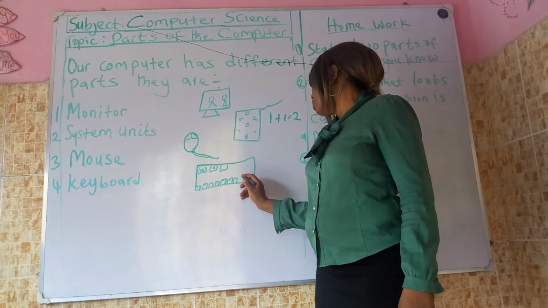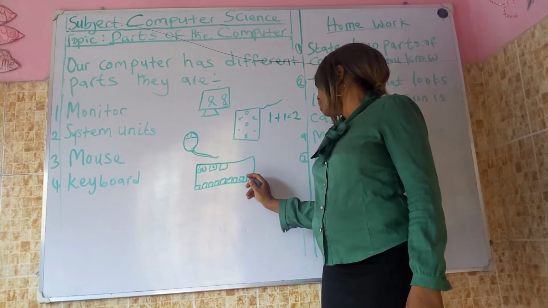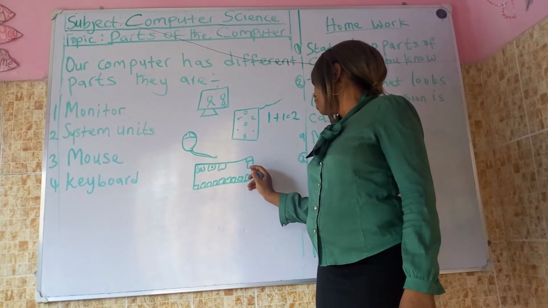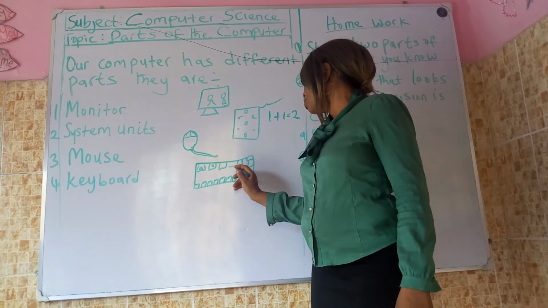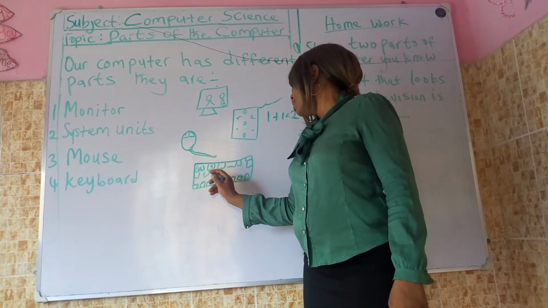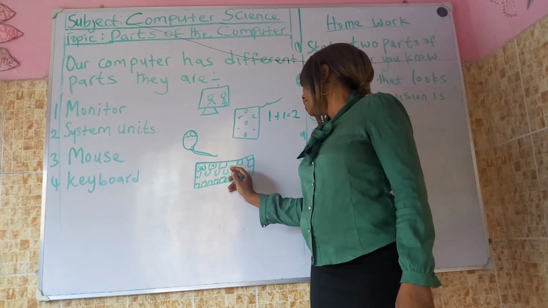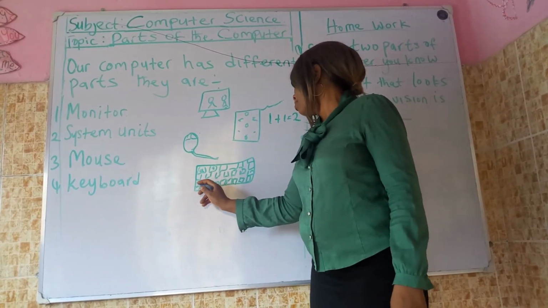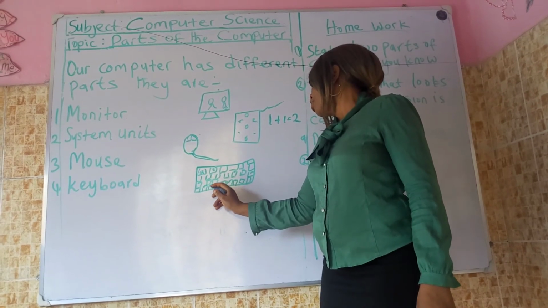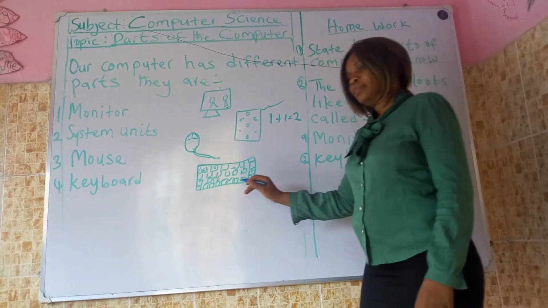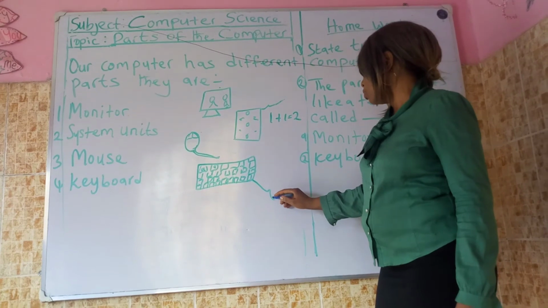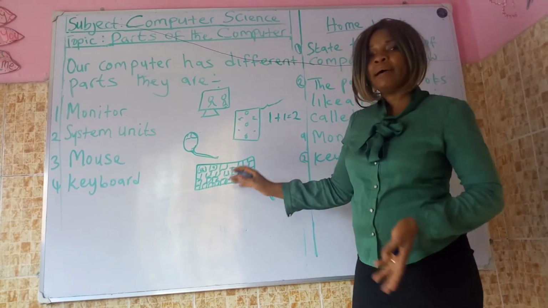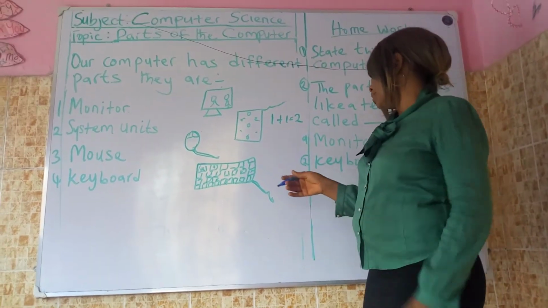So our keyboard is that part of the computer that helps us to type in numbers and letters into the computer. This is our keyboard. Some are numbers and some are alphabets.